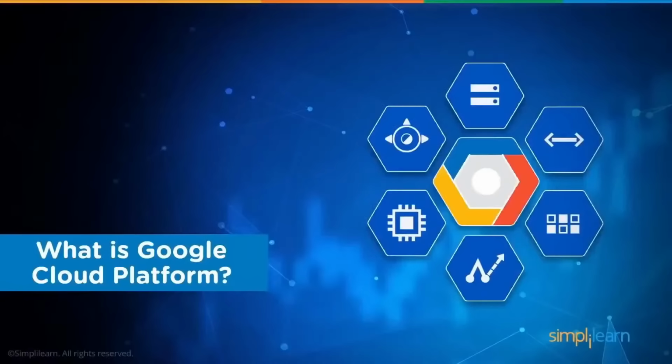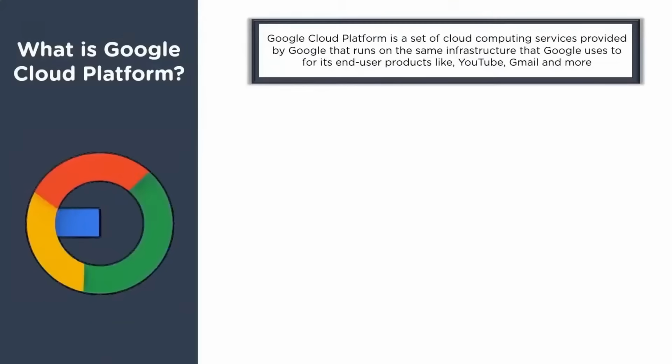Now, there are various other services which we can use from Google Cloud Platform. But let's understand what Google Cloud Platform is and what some of the services are. Even the services which are not listed here can be found in your console from Google Cloud. So what is Google Cloud Platform? GCP is a set of cloud computing services provided by Google that runs on the same infrastructure, as I mentioned, that Google uses for its end user products like YouTube, Gmail, and even Google Search.